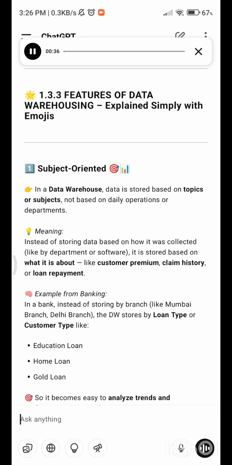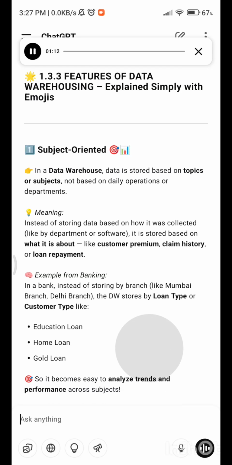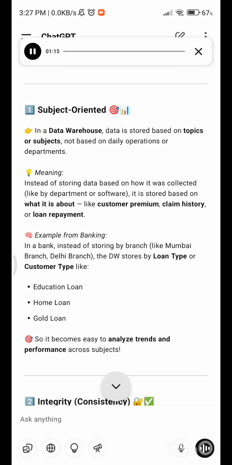Subject-oriented. In a data warehouse, data is stored based on topics or subjects, not based on daily operations or departments. Meaning, instead of storing data based on how it was collected, like by department or software, it is stored based on what it is about, like customer premium, claim history, or loan repayment. Example from banking. In a bank, instead of storing by branch, like Mumbai branch, Delhi branch, the DW stores by loan type or customer type, like education loan, home loan, gold loan. So it becomes easy to analyze trends and performance across subjects.